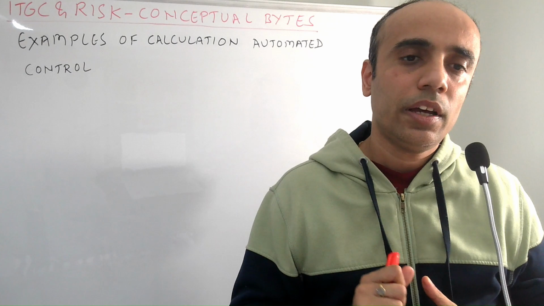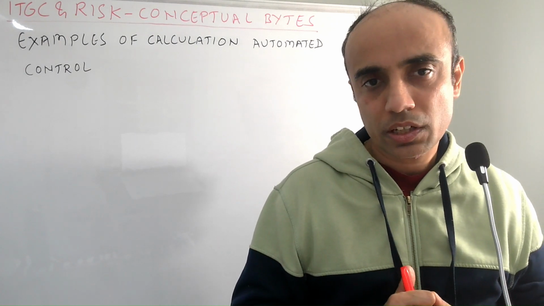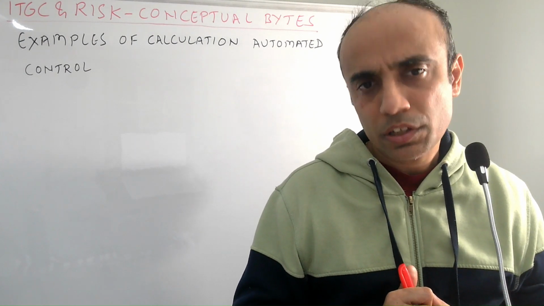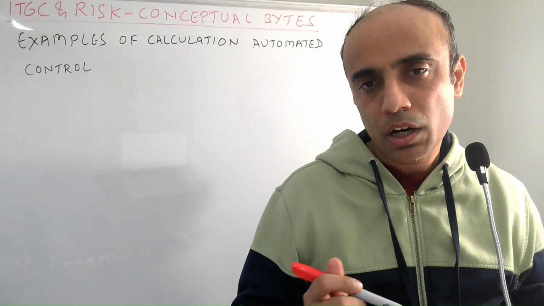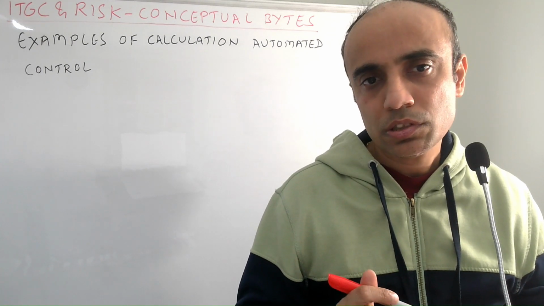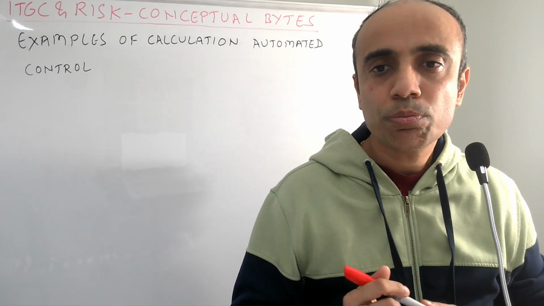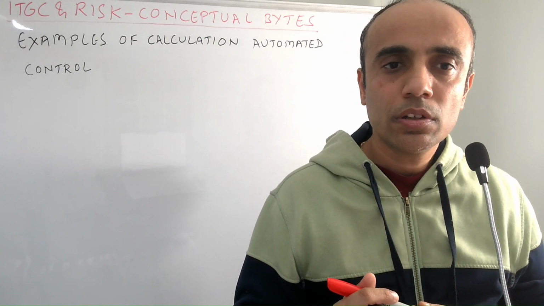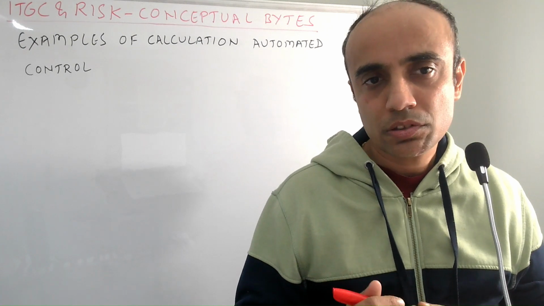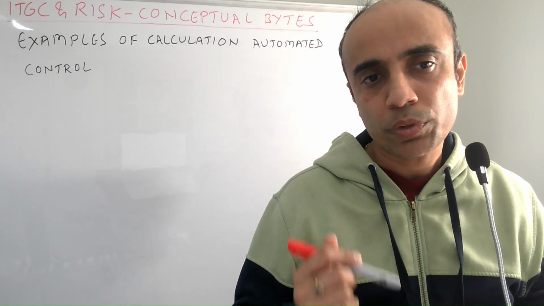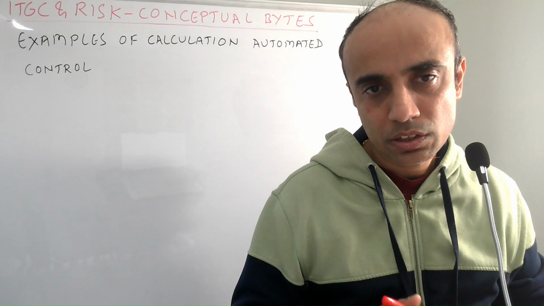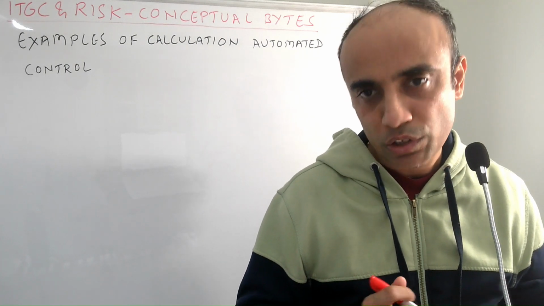Next, an e-commerce application using competitive pricing, demand and inventory levels to calculate the product prices. So product price computation based on a number of factors being done in an automated way by an e-commerce application, another example of a calculation automated control.